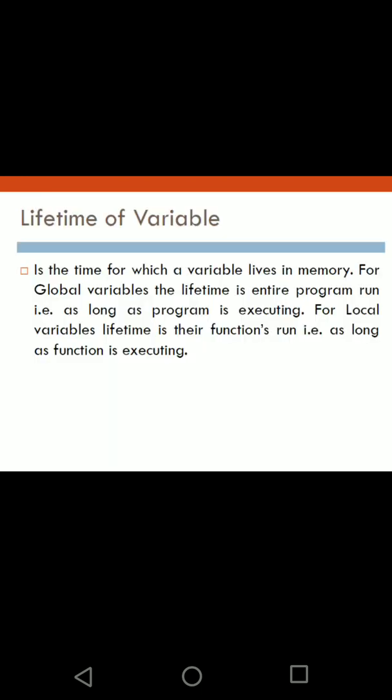Now, the lifetime of a variable. Actually, a global variable is having the lifetime of the program. Whenever the program is in execution, the global variable is having its lifetime. But the local variable is having the lifetime only when that function is working. So as long as the program is executing, global variables are alive, but a local variable's lifetime is only there when the function is getting run.